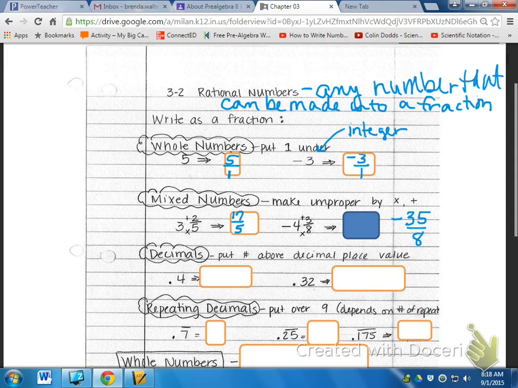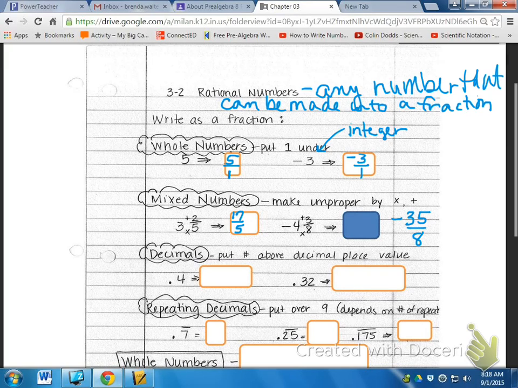Yeah, -35 over 8. I'm not quite sure why that box is blue, but I can't write in it with blue, so there we go. If the number that you're given is negative, then you're definitely going to keep it negative. That won't change. Denominator of 8 will stay the same. 8 times 4 is 32, plus 3 is 35. So there you go.